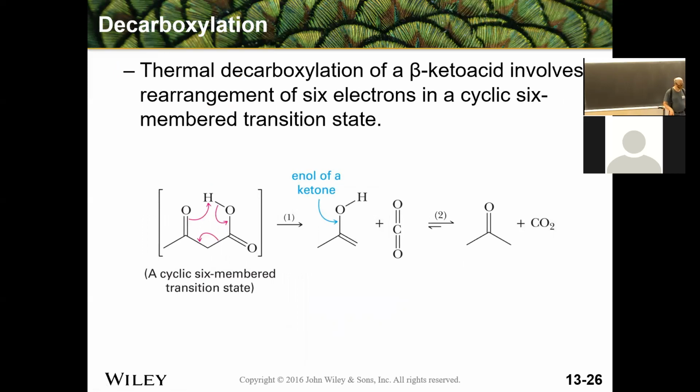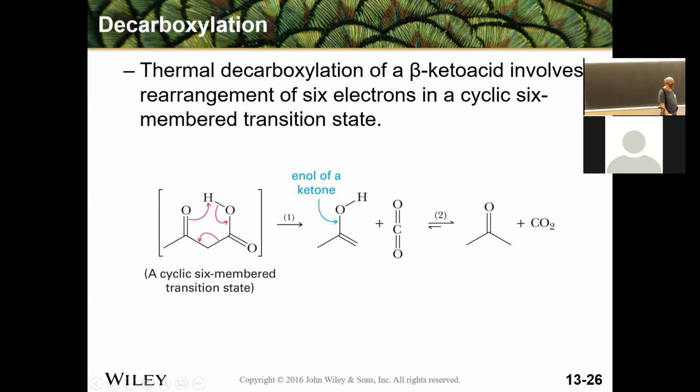This goes through a cyclic transition state. The reason that beta carbonyl carboxylic acids undergo this decarboxylation is that it goes through this six-membered ring. Having the carbonyl at any other position doesn't favor this cyclic intermediate.